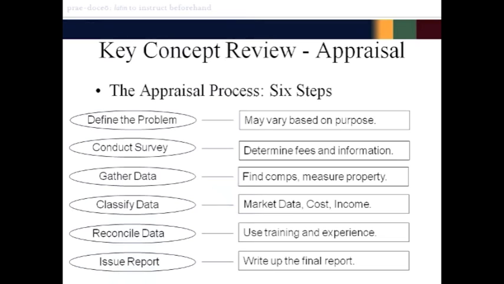Once they've gathered and classified that data, they move to step 5, which is reconcile the data. Reconciliation is a much more involved process than just averaging things out. They have to use their intelligence and their professional experience in order to come up with step 6, which is their final estimate of value, where they issue the report. So those are the 6 steps to the appraisal process: define the problem, conduct the survey, gather data, classify data, reconcile the data, and then issue a report.